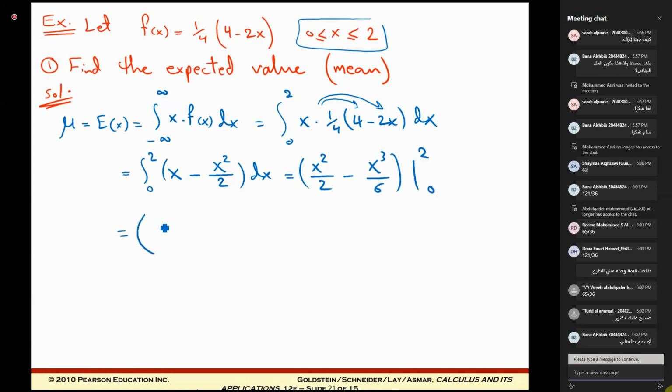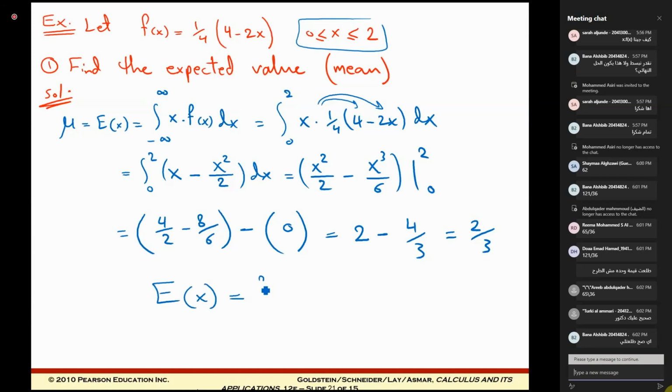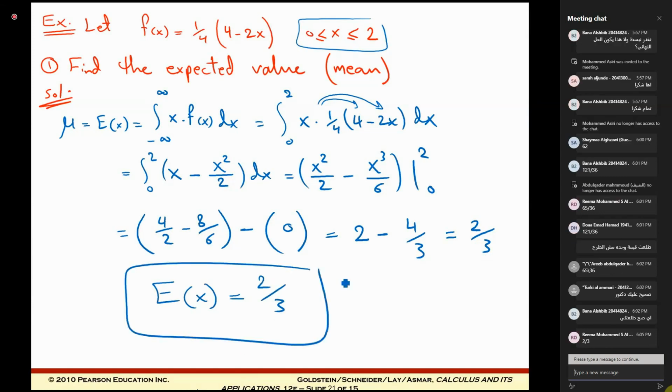Substitute 2. We have 4 over 2 minus 8 over 6 minus substitute 0, 0. So we have 4 over 2 minus 8 over 6. This is 4 over 3. So we have 6 minus 4, 2 over 3. This is the expected value, 2 over 3, or the mean. If we need to find the variance, we must find the expected value, because to find the variance we must find the E of X square and E of X all square.